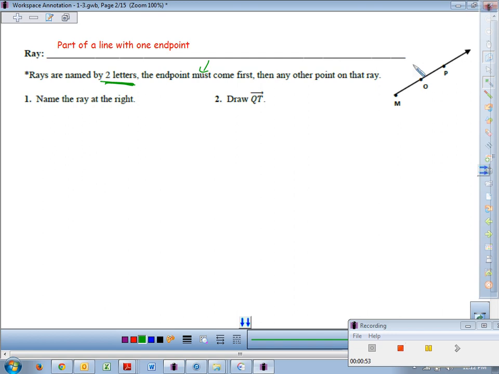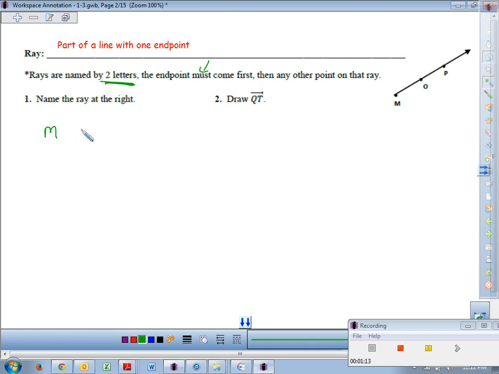So let's name this ray right here. In number 1, it says name the ray at the right. You've got to start with the endpoint. What's the endpoint of that ray? So it's got to start with M. Then any other point on that ray. You've got choices. Name me a point. O is one of them, right?